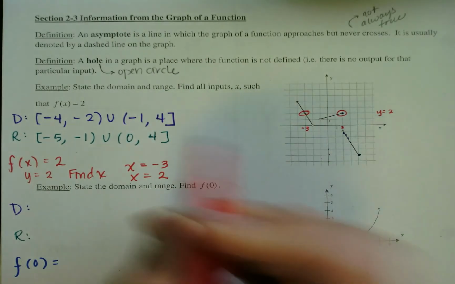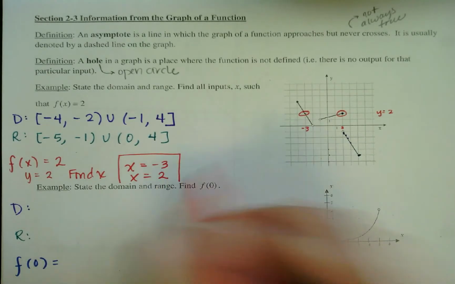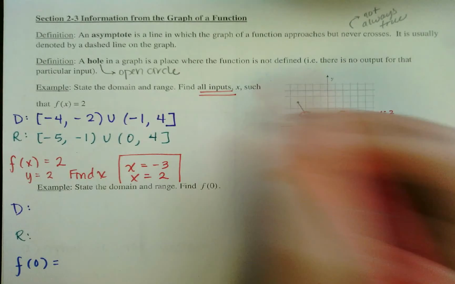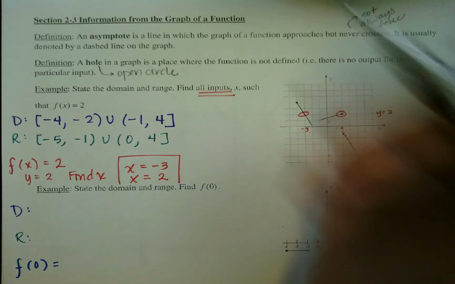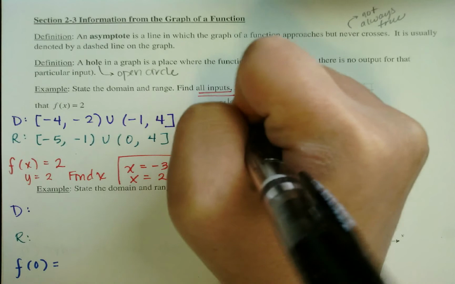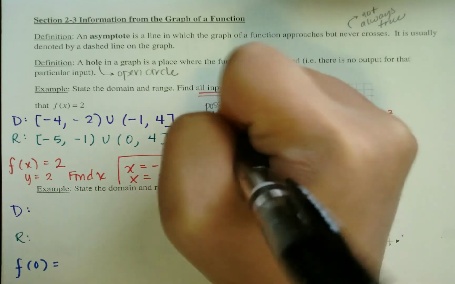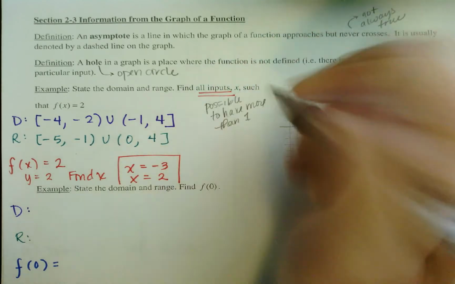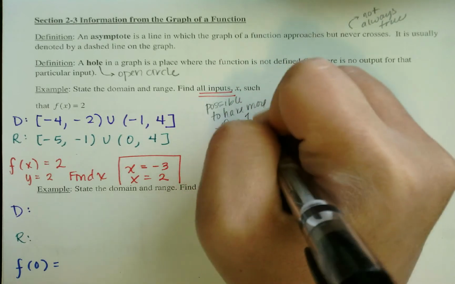So you can have more than one solution for those. Notice it says find all inputs, so it's possible to have more than one solution, more than one answer for those.